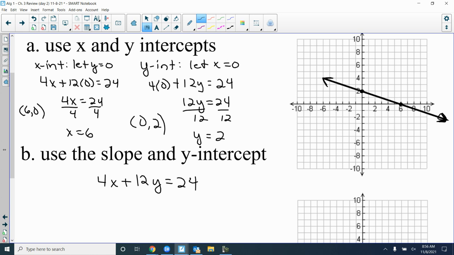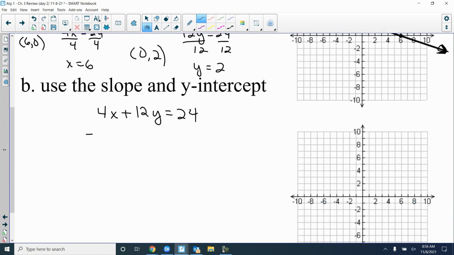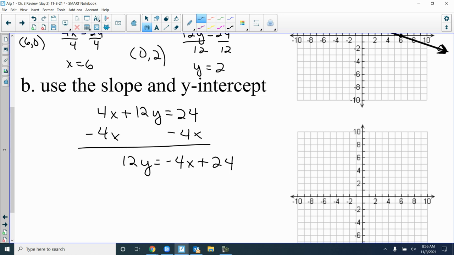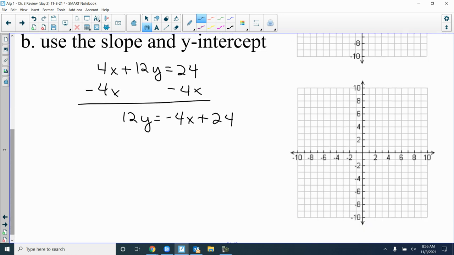Subtract 4x. Subtract 4x. And you get 12y equals negative 4x plus 24. We want to write that x part first. I said that to a few of you, just because we wanted that y equals mx plus b form. So now 12y, I divide by 12.